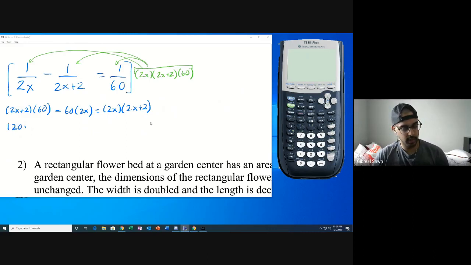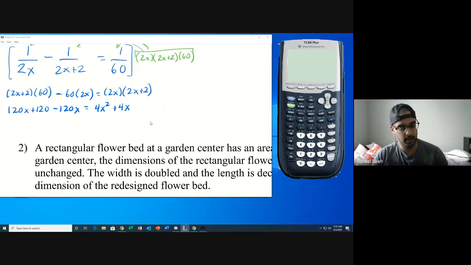So 120x plus 120 minus 120x, so that's nice, and terms will cancel, equals 4x squared plus 4x. So at this point, cancel where you can, collect like terms, put everything on one side, make it equal to 0. So my 120x's will cancel, and we'll move the 120 to the other side at this point. So 0 equals 4x squared plus 4x minus 120.